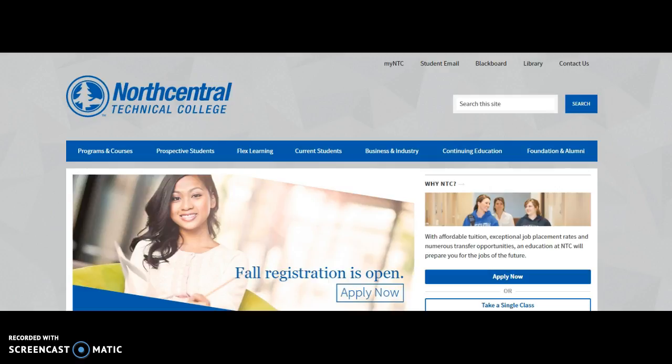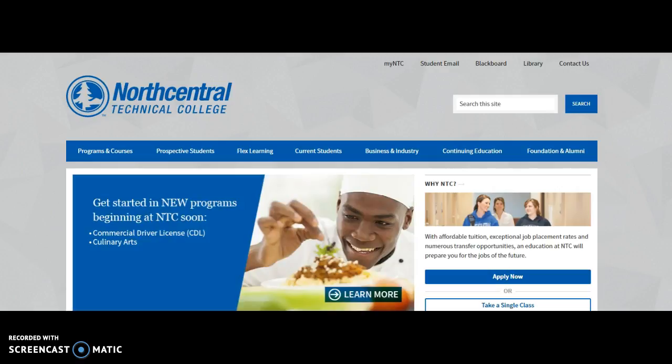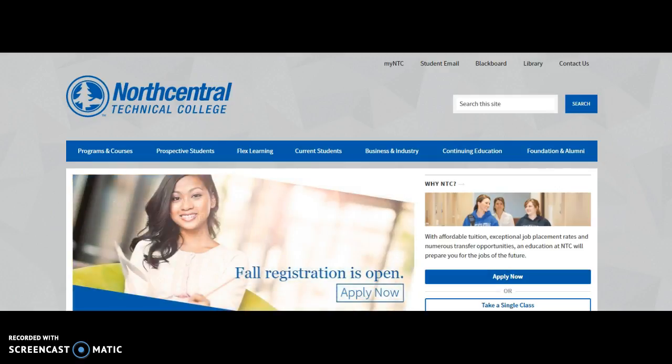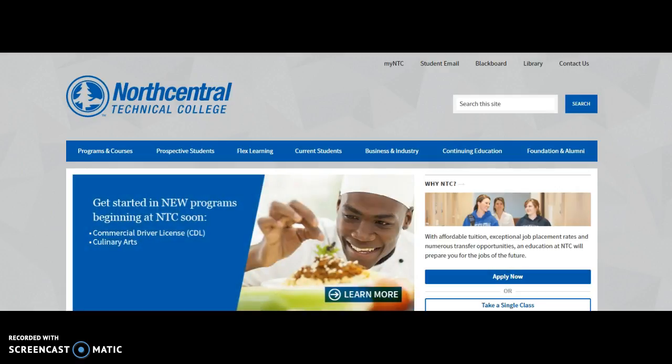The easiest way is to go to the ntc.edu website. Across the top ribbon on the left side is a link called Blackboard. This is how you get to your course. It is also known as a learning management system. This is how you get to your courses.